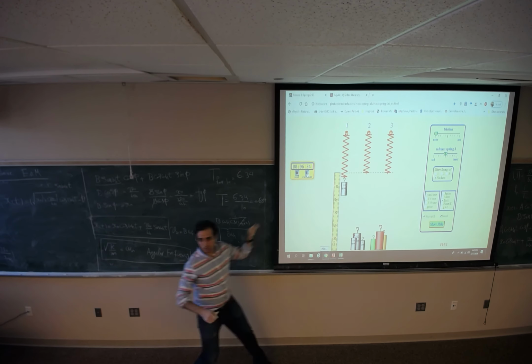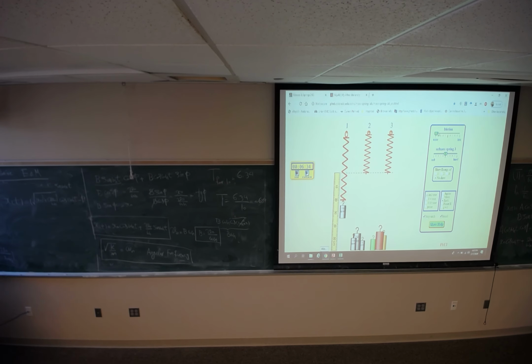So let's go back to the original system. Now this time, instead of 10 centimeter, I'm going to have 20 centimeter extra. 30 centimeter. So if I release that, what would you expect for the period of oscillation? Are we going to have more than 0.634 or less than 0.634? Less or more?